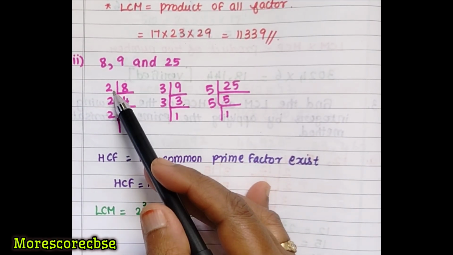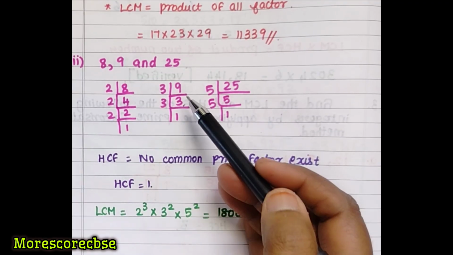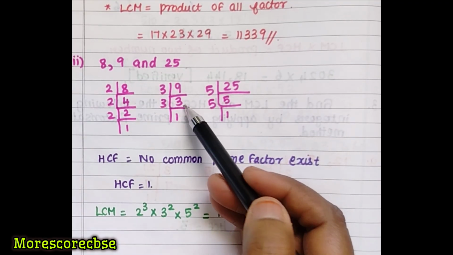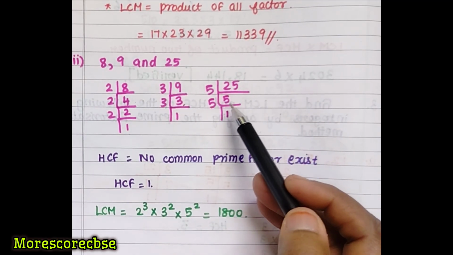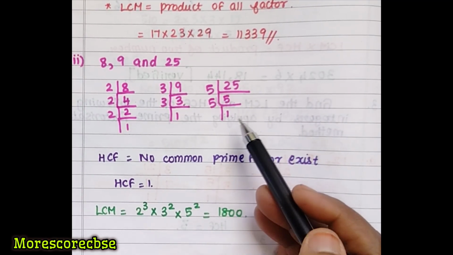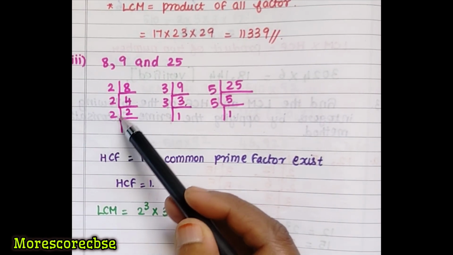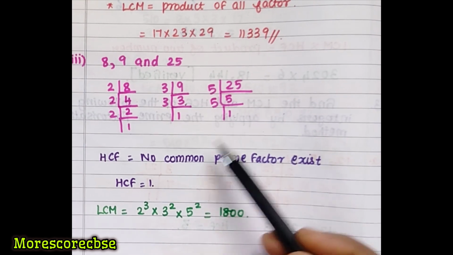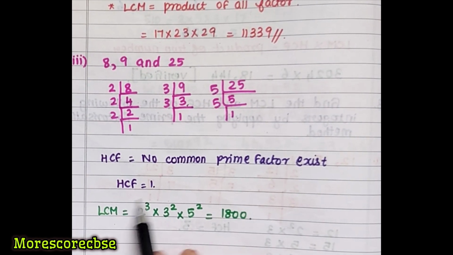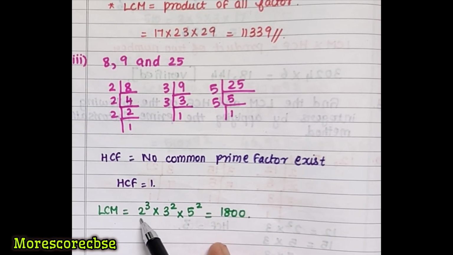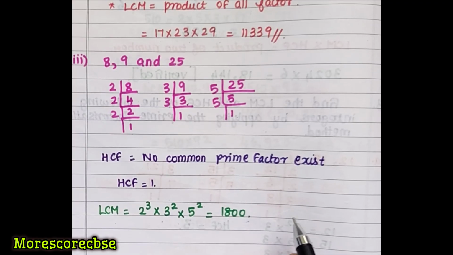Next, for the third sum, it is 8, 9 and 25. For 8, 8 divided by 2 is 4, 4 divided by 2 is 2, 2 divided by 2 is 1. For 9, 9 divided by 3 is 3, 3 divided by 3 is 1. And for 25, 25 divided by 5 is 5, and 5 divided by 5 is 1. So here also for the HCF, there are no common factors. Here it is 2, here it is 3 and here it is 5. So they have only 1 as the common factor, and the LCM is the product of all the factors. So that will be 2 cube into 3 squared into 5 squared, so the answer will be 1800.